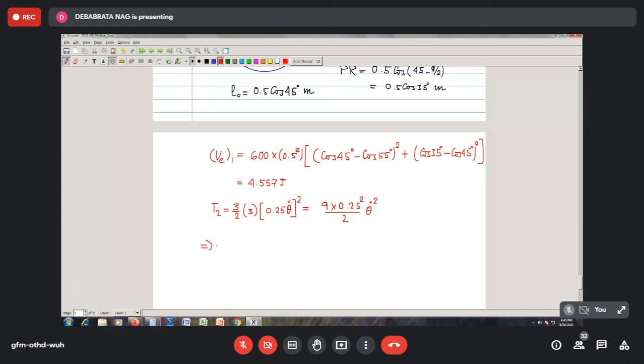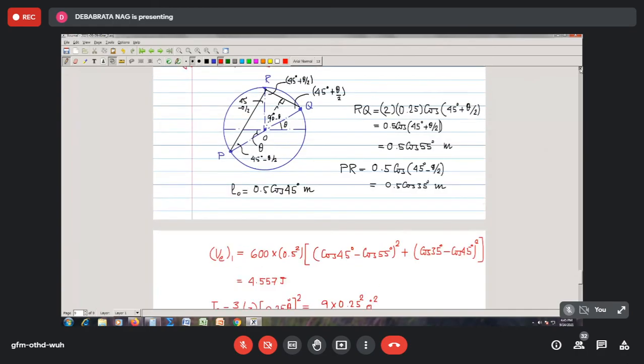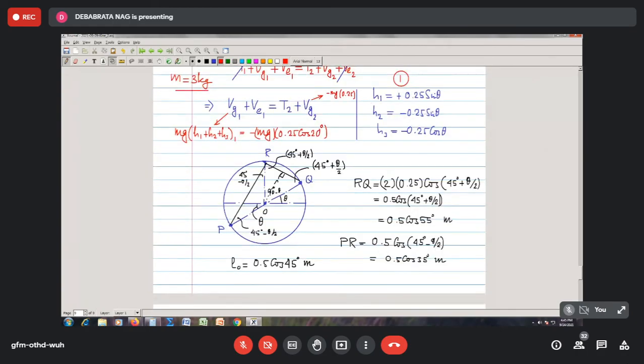Now I come and apply the equation. So the equation is what? The equation is, this is minus mg, so 3 into 9.81 into 0.25 cos 20 degree I can write.